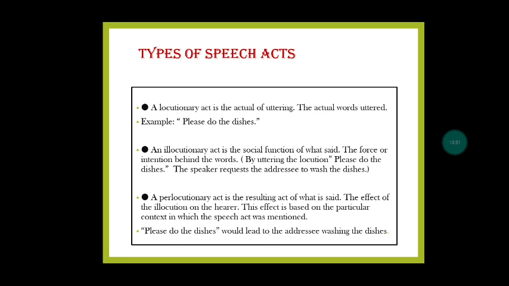An illocutionary act is the social function of what is said, the force or intention behind the words or uttering the locution. "Please do the dishes." So the speaker requests the addressee to wash the dishes. And a perlocutionary act is the resulting act of what is said, the effect of the locution on the hearer. This effect is based on the particular context in which the speech act was made. "Please do the dishes." It would lead to the addressee washing the dishes.